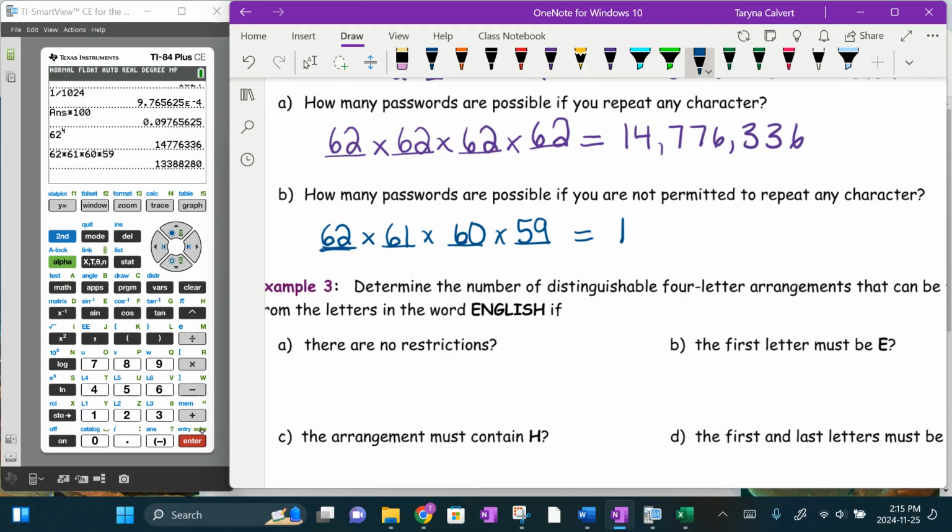So now there would be 13,388,280 different passwords I could create if I could pick from uppercase and lowercase letters and single digits.